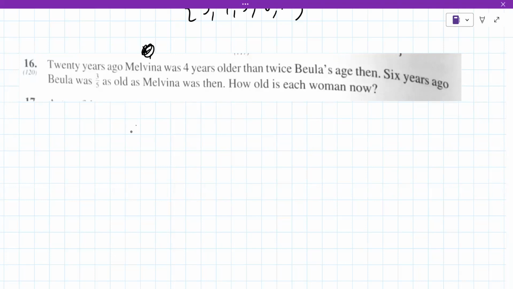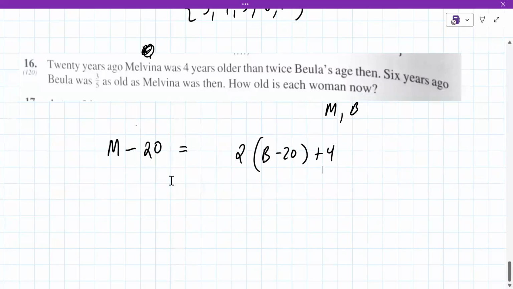Let me add. So 20 years ago, so M minus 20. That's because the variables are M and B for their current age, or if you want to use subscripts, you can. 4 years older than twice Beulah's age. So Beulah was also 20 years younger, and twice plus 4. So do you have something like this with your subscripts or not? I usually use subscripts, but okay. Well, here, why don't you go ahead and solve it then, and then we'll just compare answers. Okay, very well.